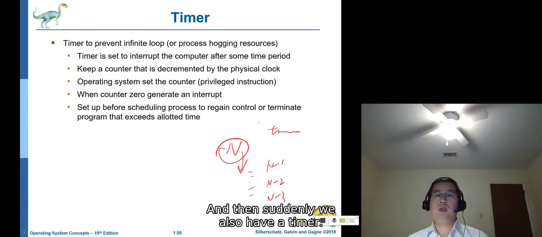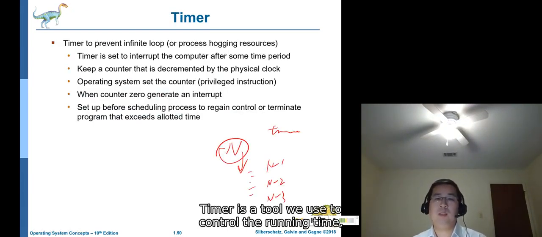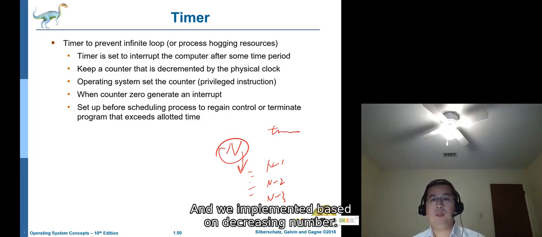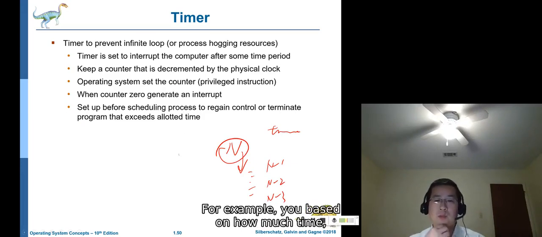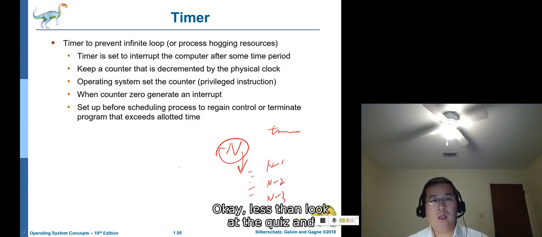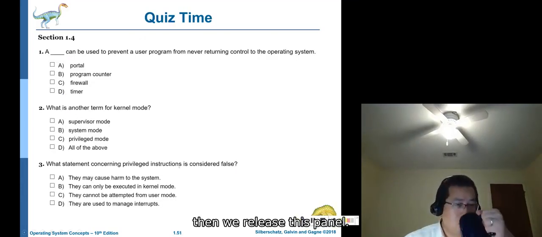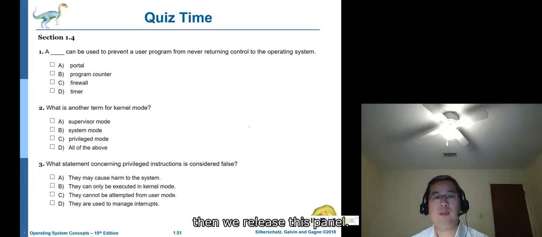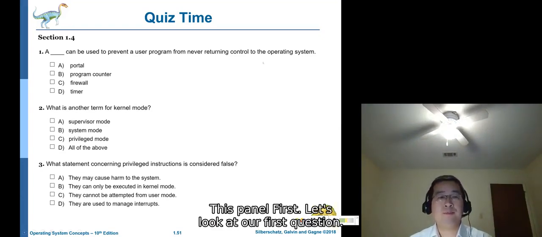And then third, we also have a timer. The timer is used to control the maximum running time on a CPU. We implement it based on decreasing a number. For example, based on how much time, you assign a number. This also can only be controlled by the operating system, so it's a privileged instruction. Okay, let's look at the quiz, and we release this part 3 first.